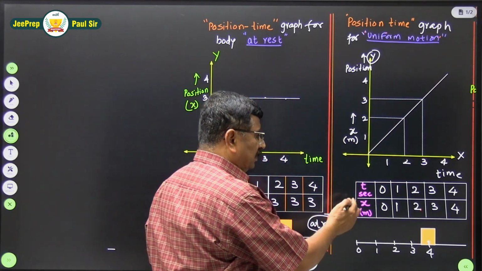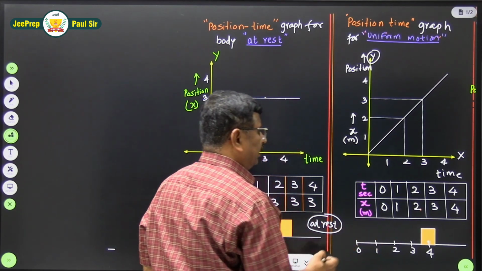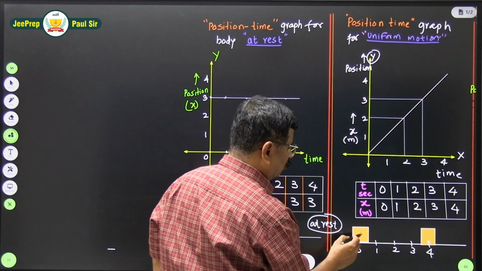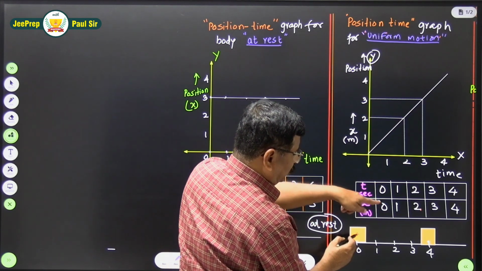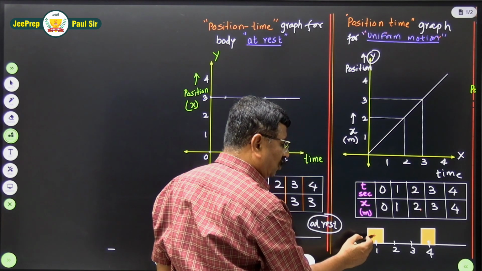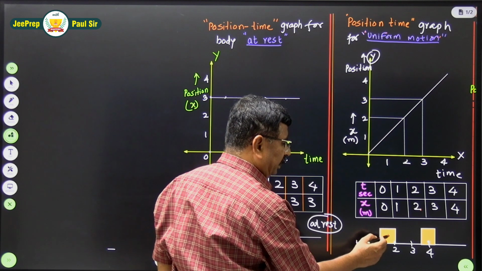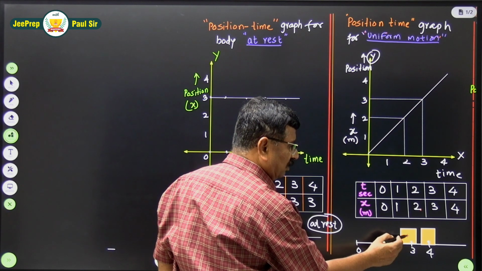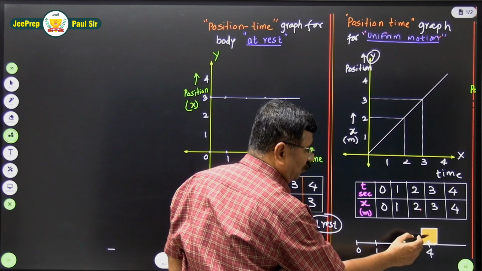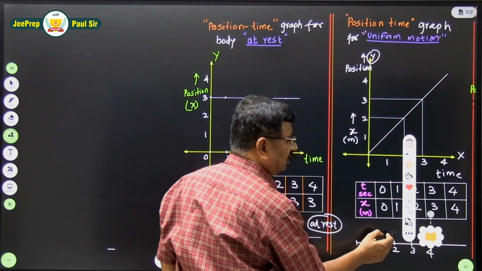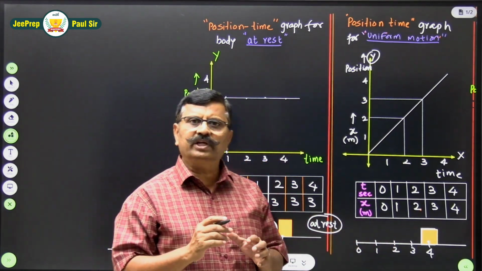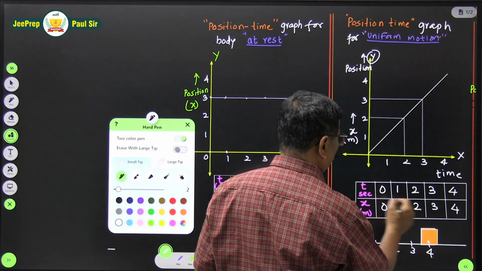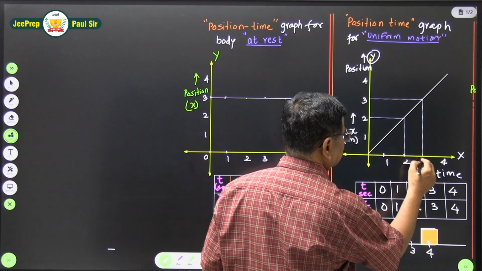Means what? At t equal to 0, the body is at rest, hence the displacement is 0. After 1 second, the body covers 1 meter distance. Then after 2 seconds, the body covers 2 meter distance. In 3 seconds, the body covers 3 meter distance. And in 4 seconds, the body covers 4 meter distance. That means the body covers equal distance in equal time. So now you can plot these points here on the coordinate axis.